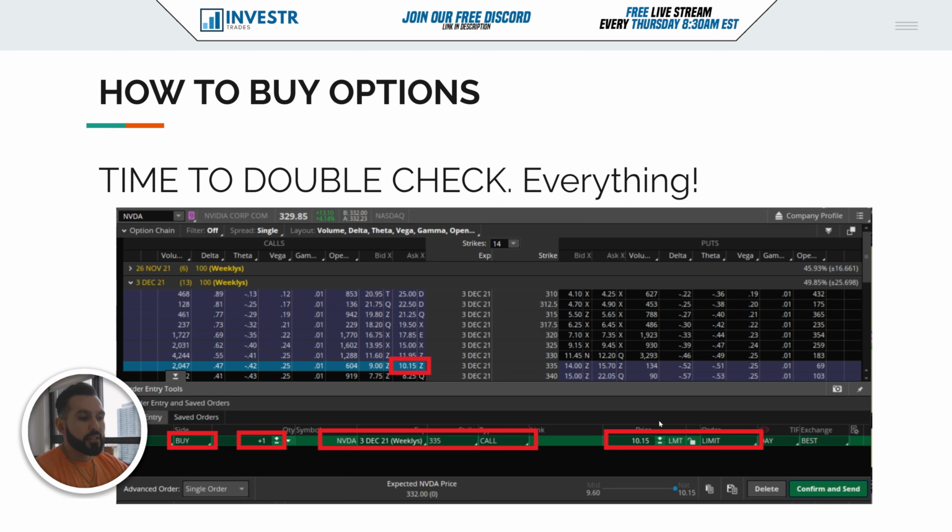Now on this side, this is where your order comes in. A lot of people have a hard time with putting in limit orders in case the bid and ask is a little too wide.